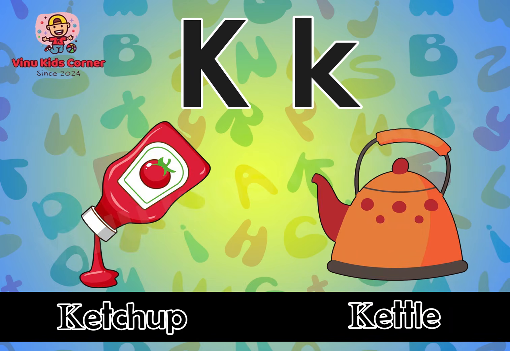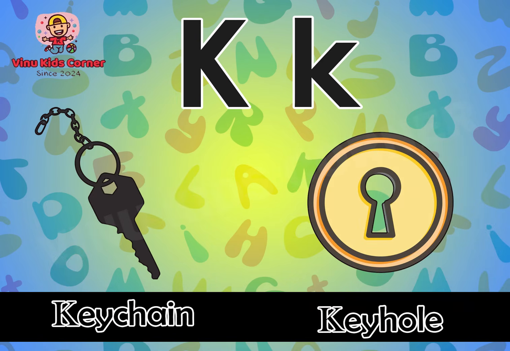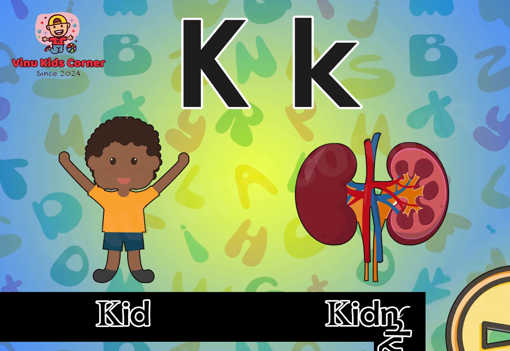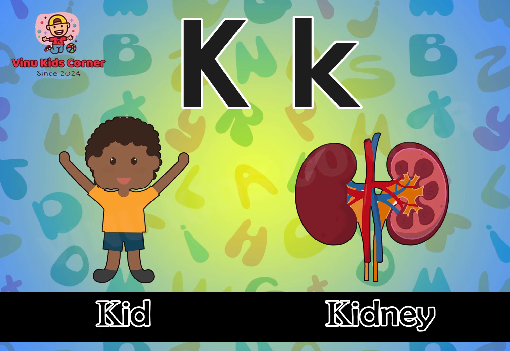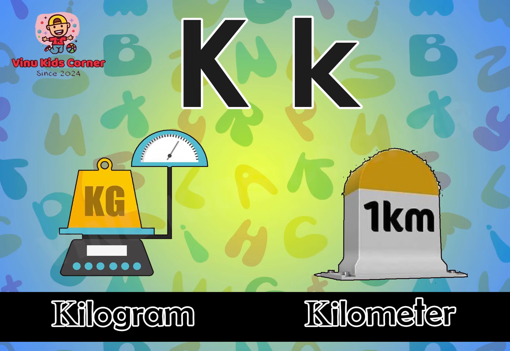K is for ketchup. K is for kettle. K is for key. K is for keyboard. K is for keychain. K is for keyhole. K is for kid. K is for kidney. K is for kilogram. K is for kilometer.